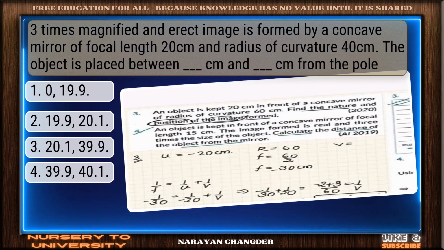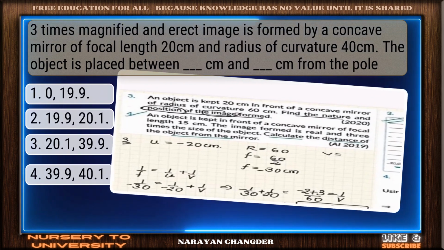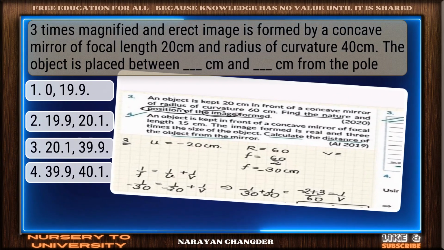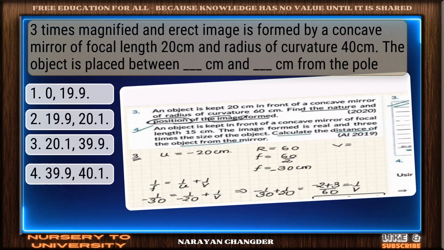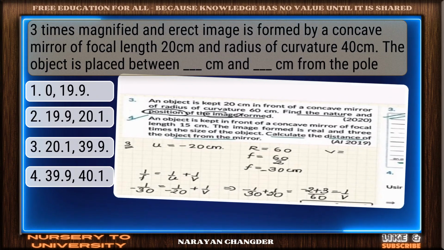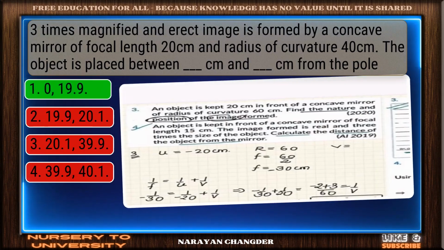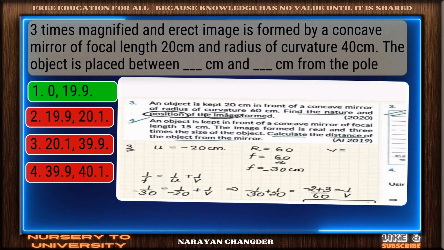3 times magnified erect image is formed by a concave mirror of focal length 20 cm and radius of curvature 40 cm. The object is placed between blank cm and blank cm from the pole. Perfect. That is the correct choice.